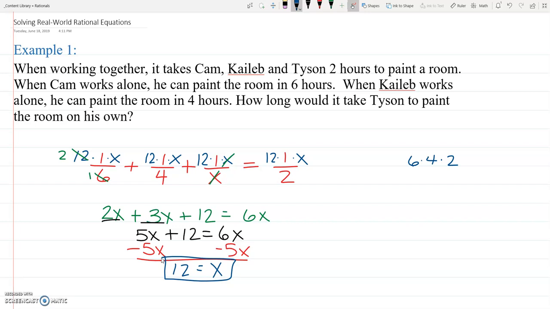Who can paint in 12 hours? Tyson. Tyson can paint this room in 12 hours. What a bum. If I was Cam and Caleb, I'd be like, Tyson, bro, we're good. You could just hand me a paintbrush every now and then. We'll take care of it. But that is how you solve a real-world rational equation.